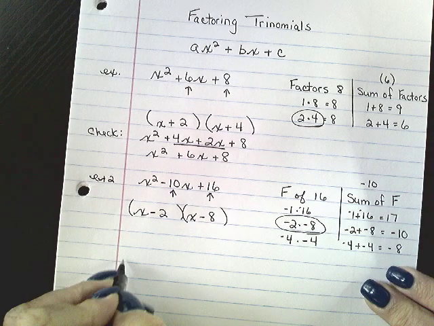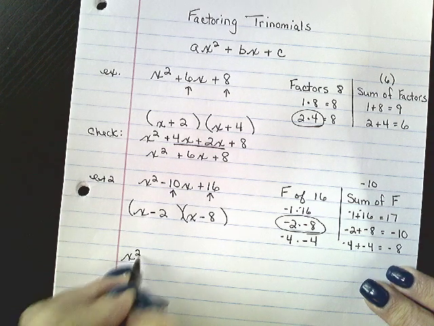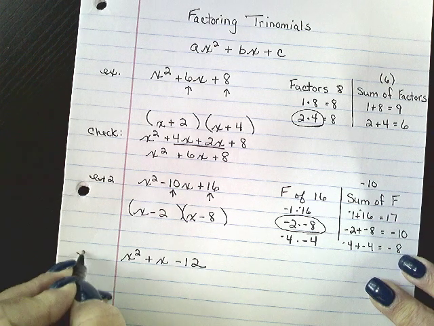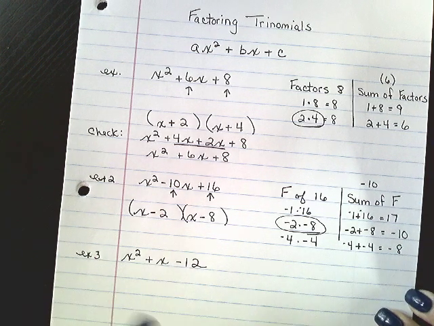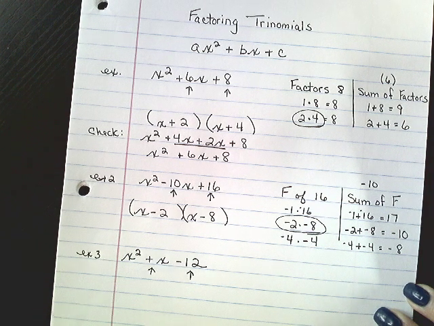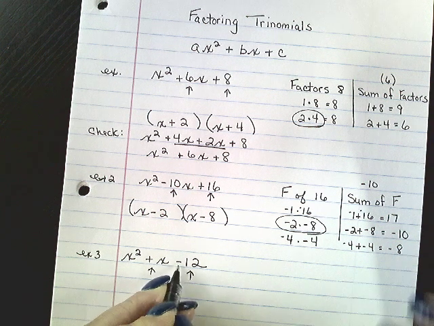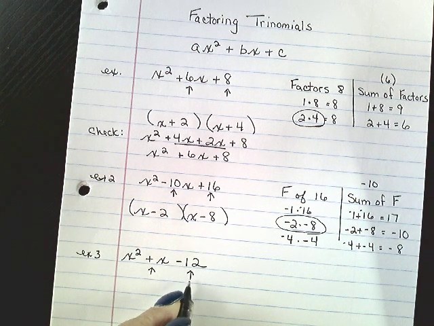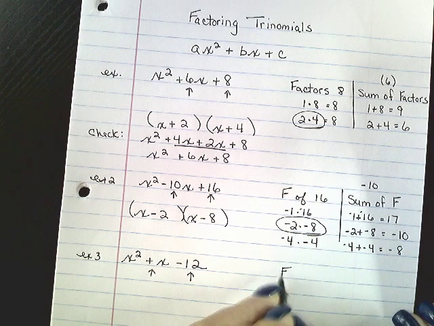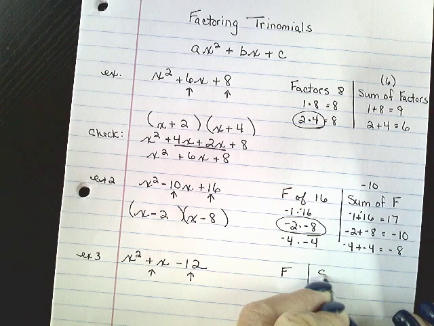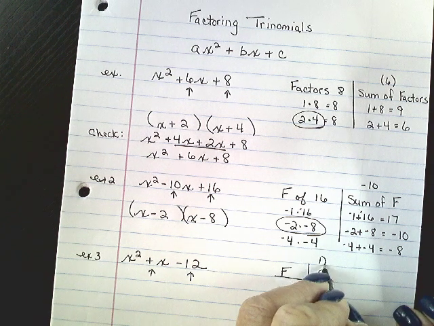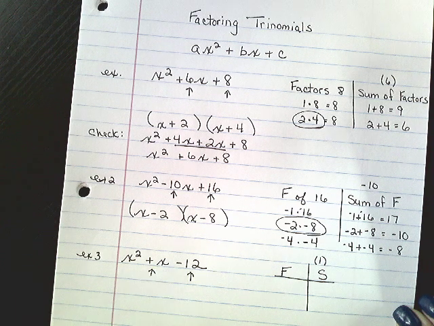All right. What if we have x squared plus x minus 12? Now here we have a negative 12, but we have a positive 1. So because this is a negative, this means of the factors, one has to be negative and one has to be positive. So I'm even going to abbreviate more now. I'm going to do factors and sum. Remember that the sum has to be a positive 1 this time.